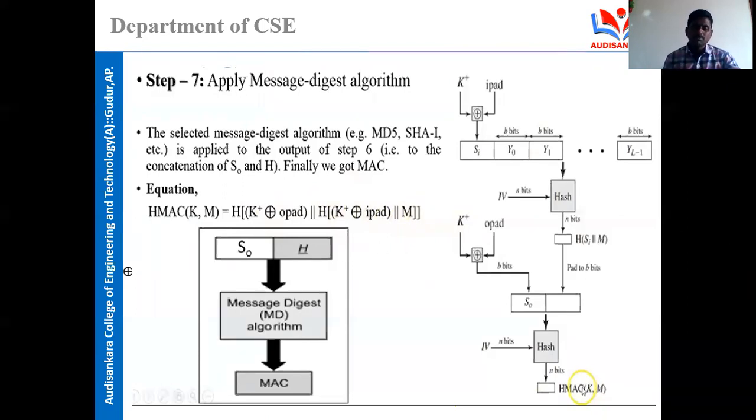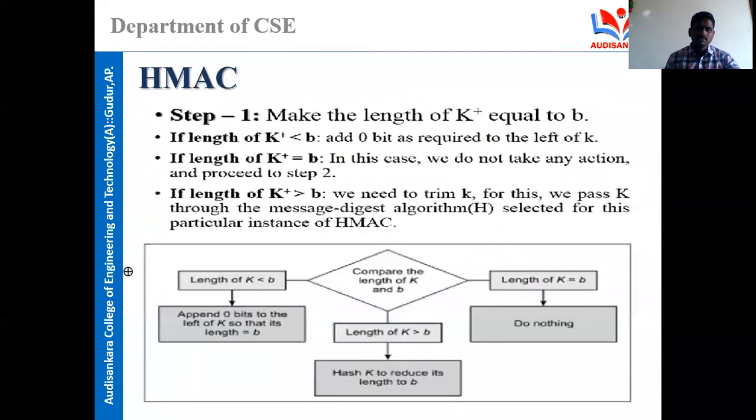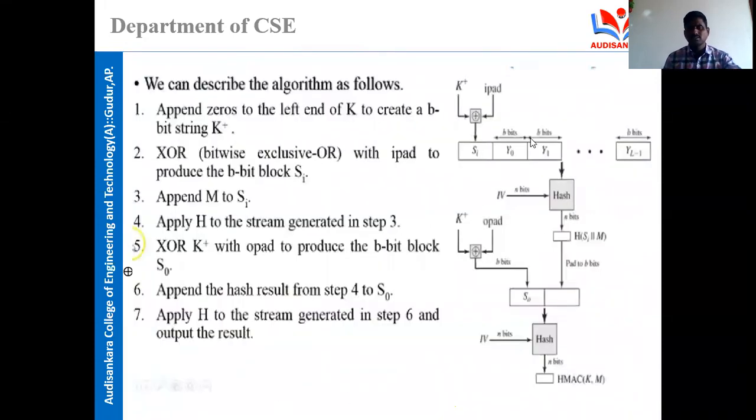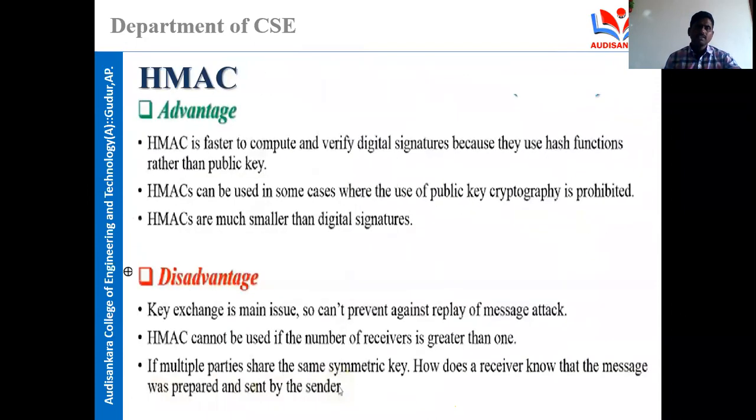So totally we are performing all these 7 steps. I have shown it all at once. This is the total structure. We perform all these 7 steps to describe this HMAC algorithm. Let us see what are the advantages and disadvantages of the HMAC algorithm.